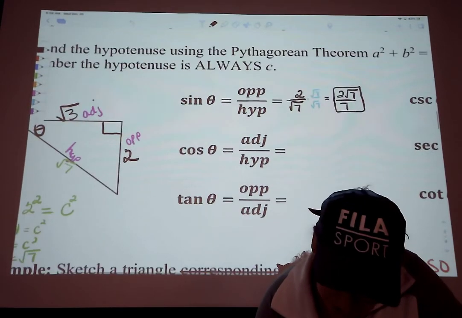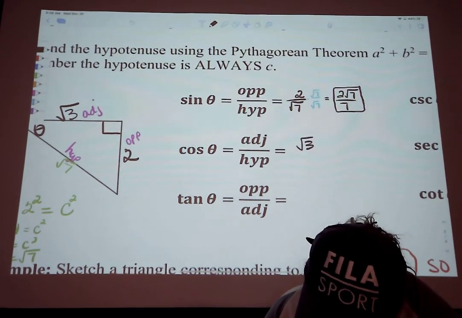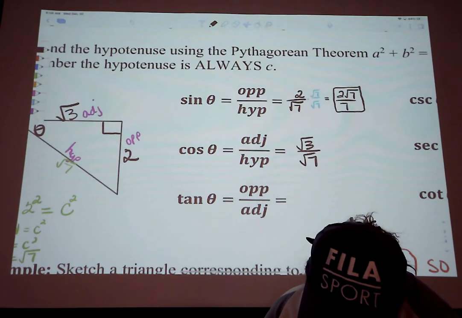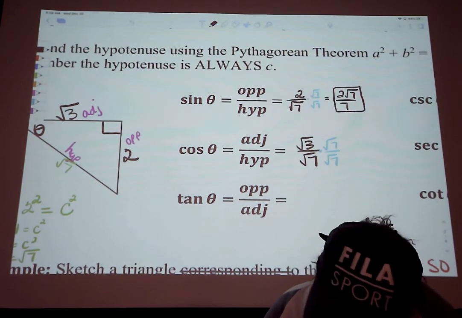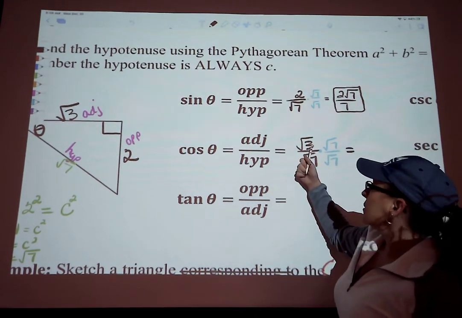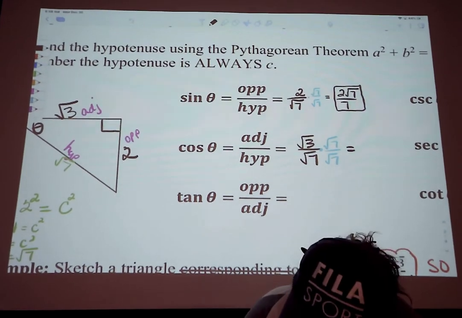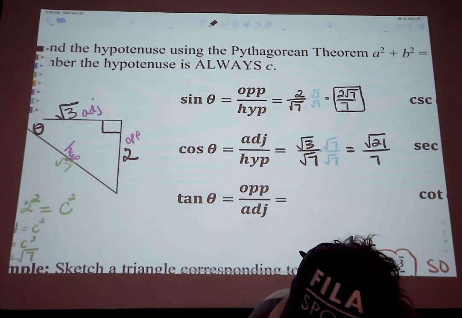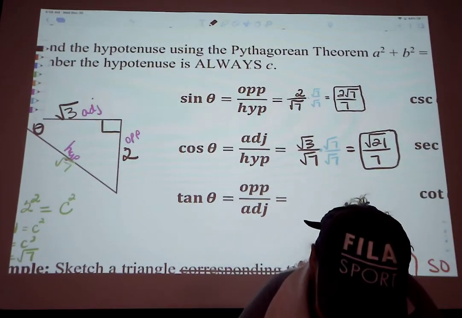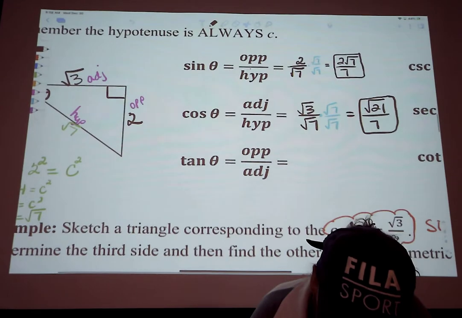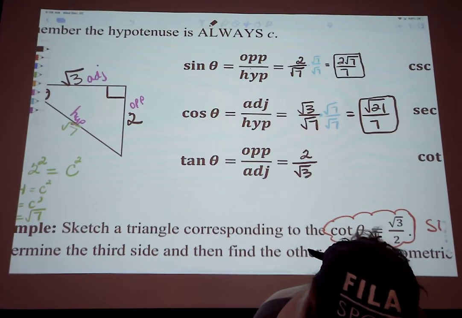All right, cosine, I'm going to grab the adjacent, which is radical 3, over the hypotenuse, which is radical 7, and that's going to need to be fixed also. The 3 is under, the 7 is under. Therefore, you may multiply them together, and I get radical 21 over 7. That's my cosine ratio. And tangent is going to be opposite, which is 2 over adjacent, which is radical 3. Fix it.